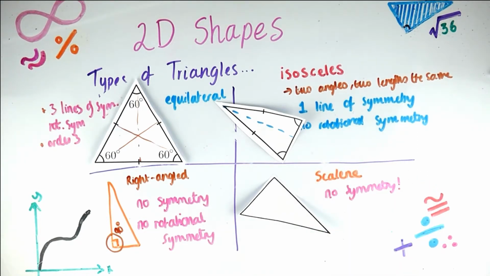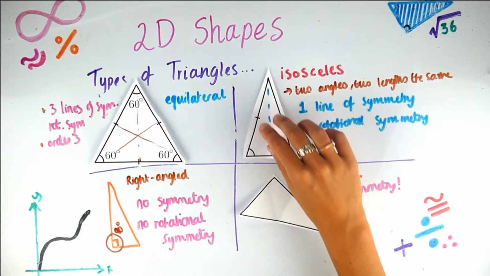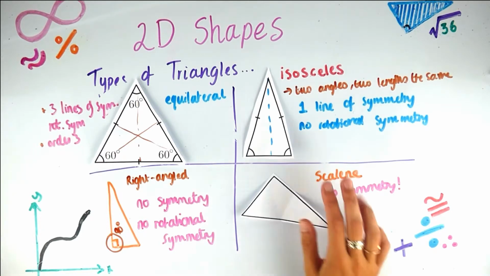Okay, so there are the 4 triangles we need to know. Equilateral, it's quite self-explanatory. Isosceles, 2 angles the same, 2 lengths the same. Right angle, look for that 90 degrees, and then scalene is the only other option of just random.